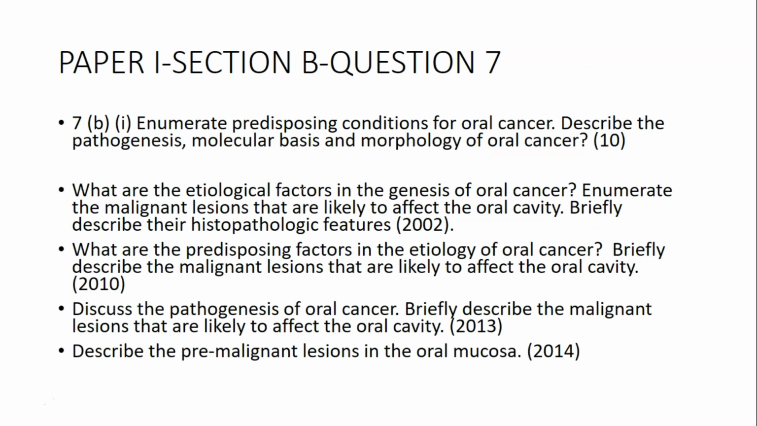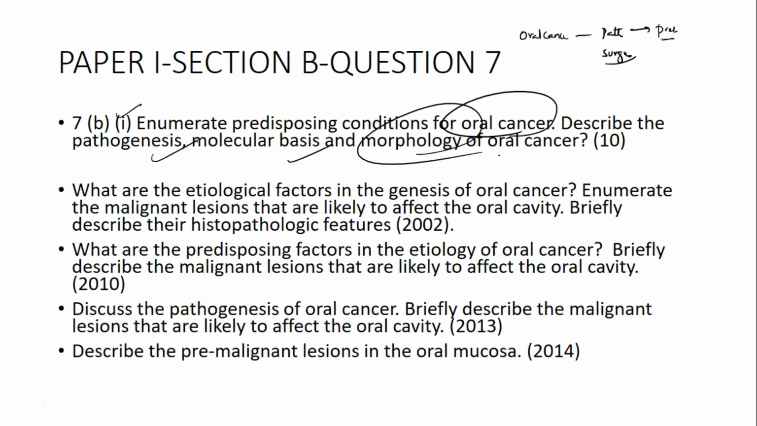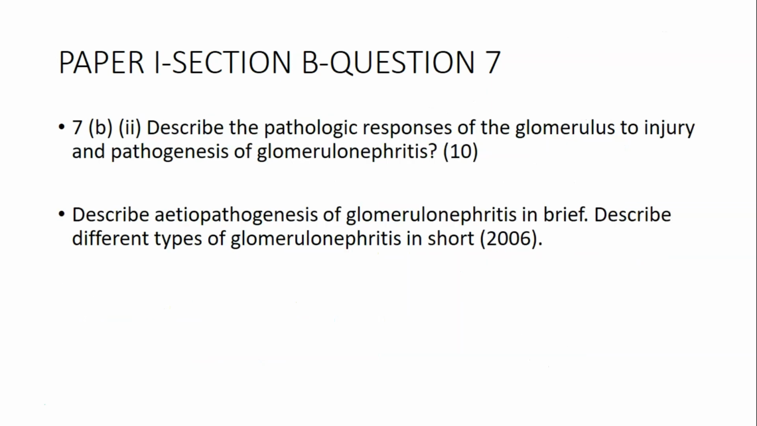Now paper 1 section B question 7B1, oral cancer. Oral cancer is there in both pathology and surgery. So this question is from pathology. They are only asking you the pre-malignant conditions which predispose, pathogenesis, molecular basis and morphology of oral cancer. Similarly, what is etiology, malignant lesions? So 2002, 2010, 2013 and 2014. This is like a repeat question.